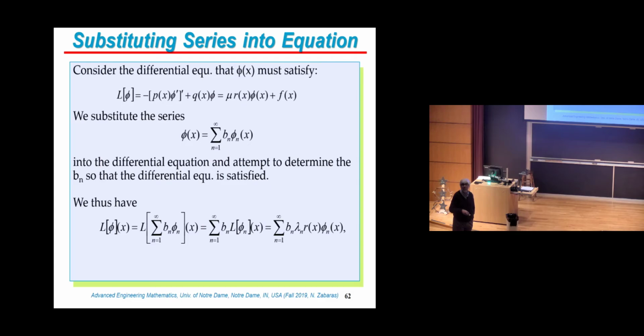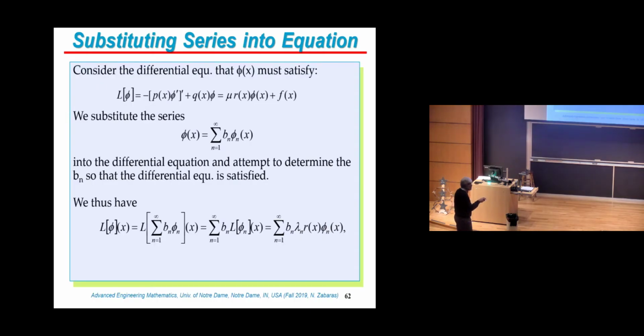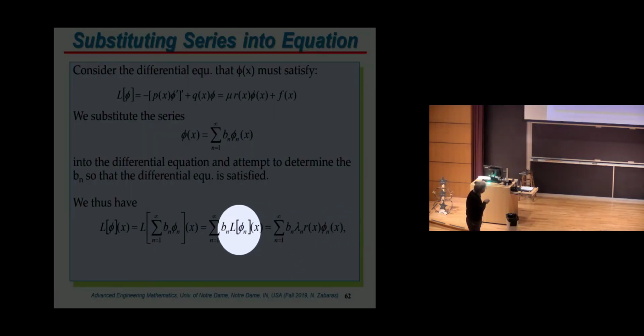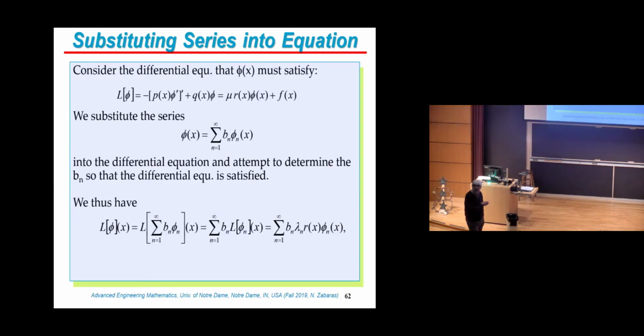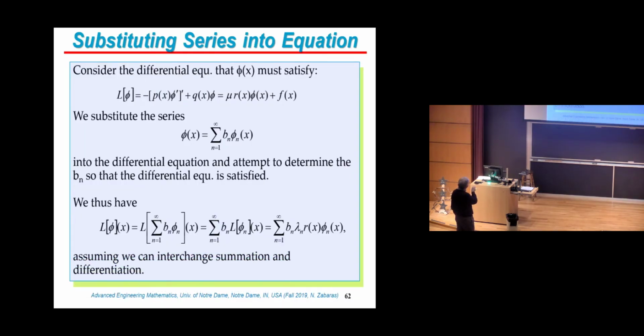From where is that coming? L operating on the eigenfunction phi n is lambda n times r times phi n. From where is that coming? From the homogeneous problem, it comes because phi n is an eigenfunction, right? And you remember our eigenvalue problem, L phi n equals lambda n times r times phi n. You remember that? From the homogeneous problem. All right, so we are done with this term here, nice. Okay, so let's keep going.